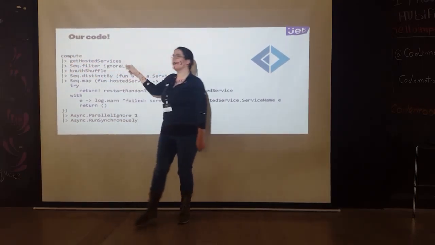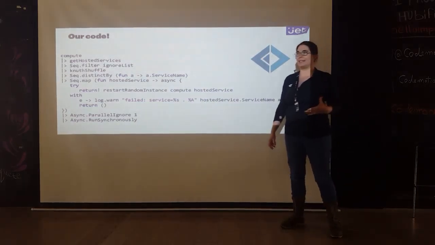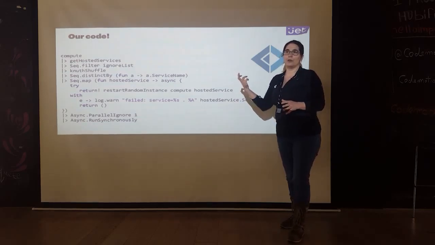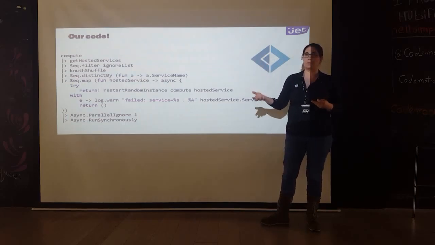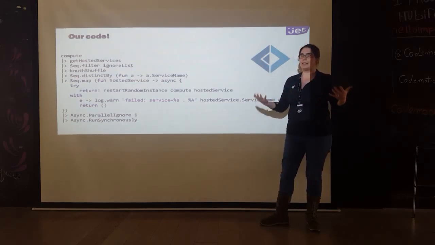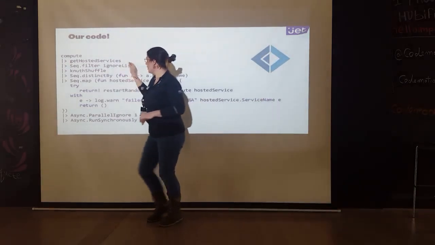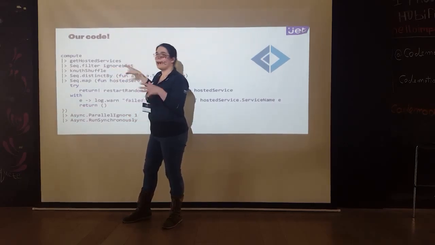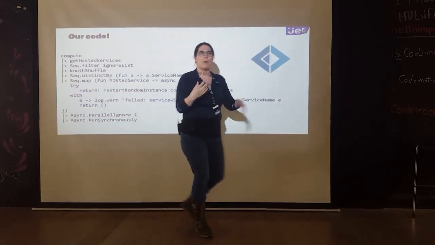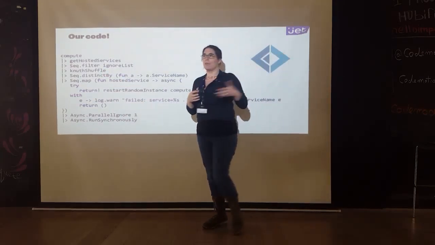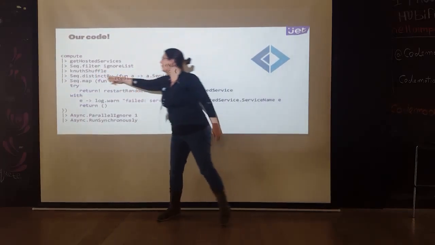We do have an ignore list, so if you're really nice and ask the chaos team very nicely, they can put you on an ignore list for the day. Maybe you have an error that you're trying to work on specifically, you're trying to get a push out to production, then you can get a break and not have your services restarted just that day. So we filter out the services that we're supposed to be ignoring. Then we do a shuffle, which is just another way of resorting them and shuffling them around to randomly set these up.